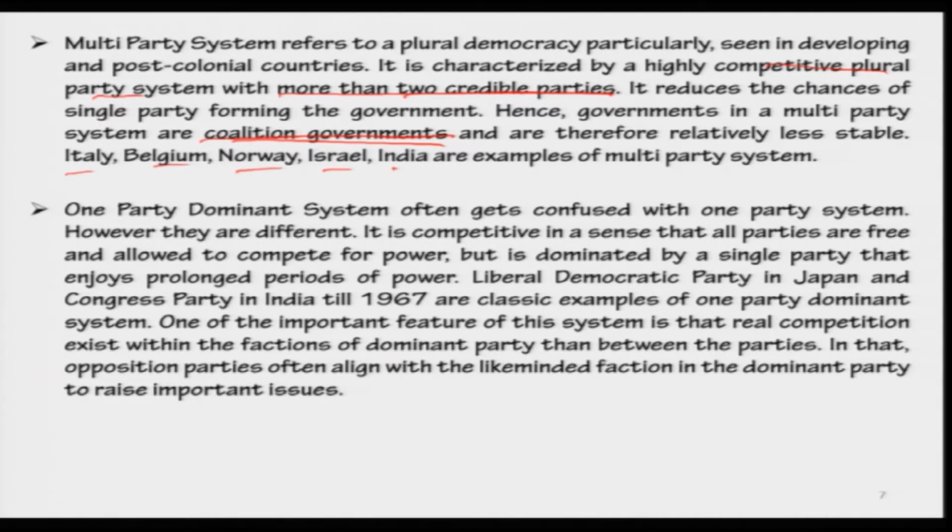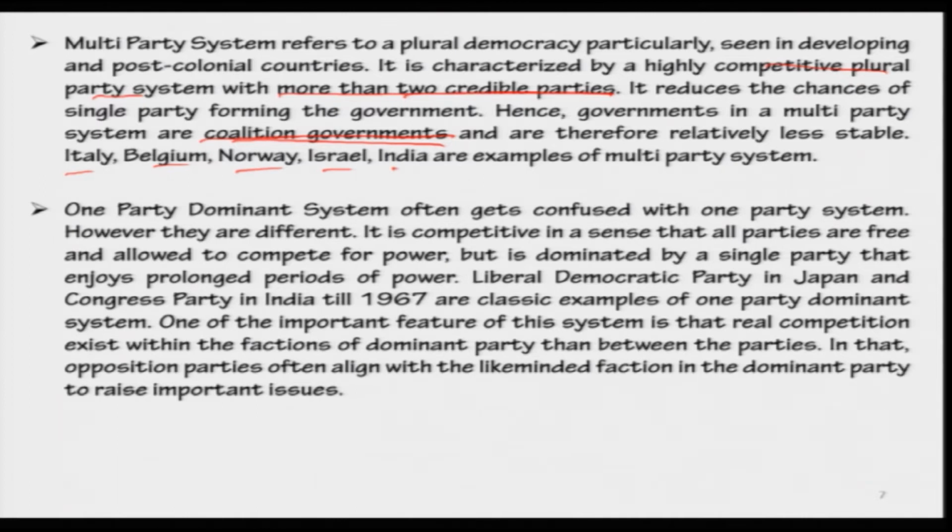Now, the one party dominant system is crucial for conceptually understanding political parties, particularly for understanding the phase or countries where one party controls or exercises power for a prolonged period of time. Now, it is often confused with one party system, however, they are different. So, in contrast to one party system, there is competitiveness in one party dominant system. That means that in one party dominant systems, all parties are free and allowed to compete for the power.